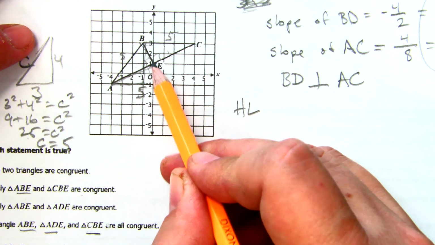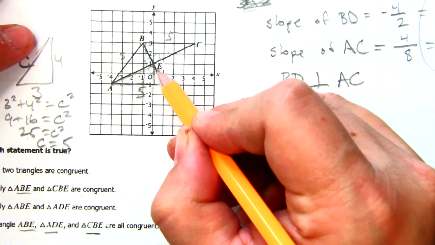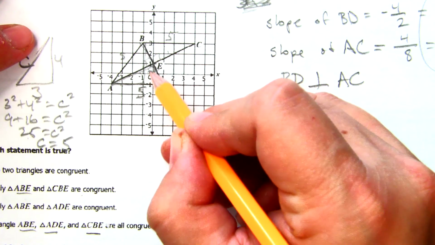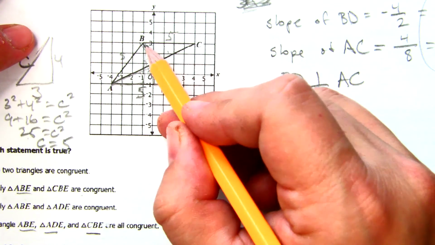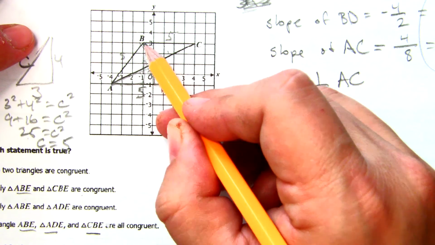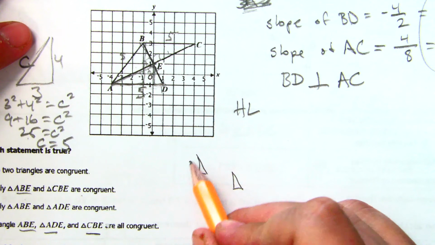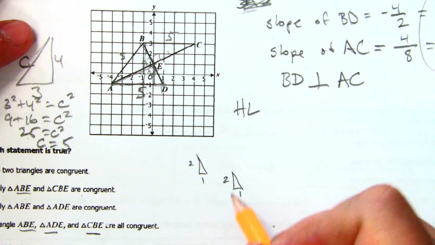Okay, figure that out. We've got, well, it's down 1 over 2, or down 2 over 1. If you look at BE, it's also down 2 over 1. So you're going to have two triangles, right? 2, 1, 2, 1, two right triangles.